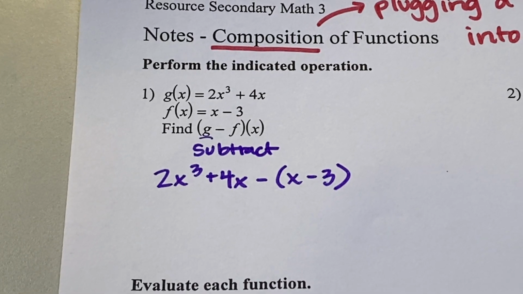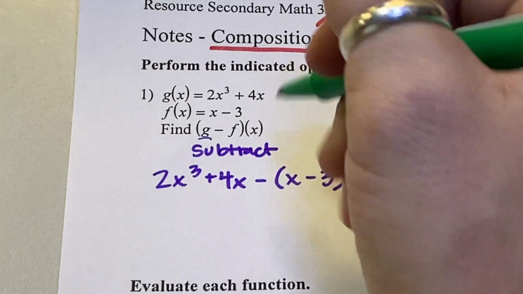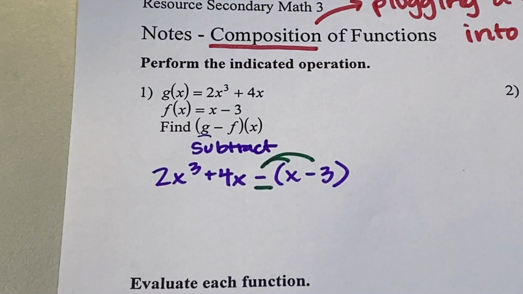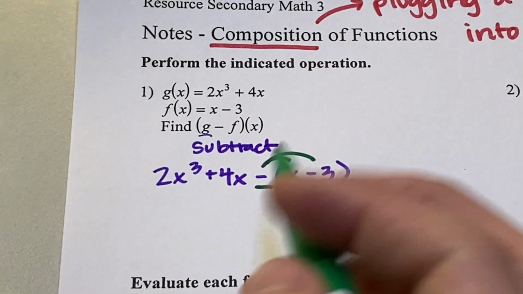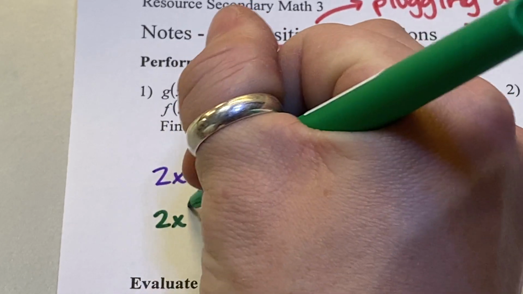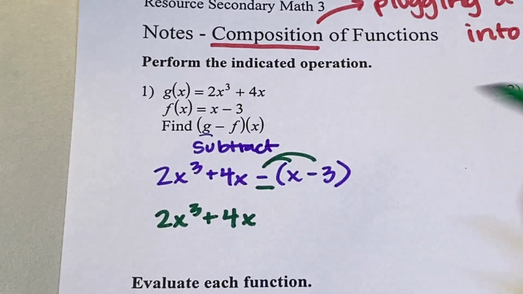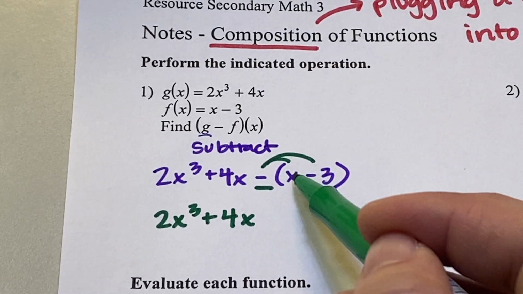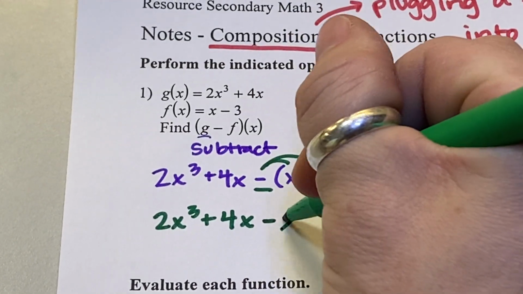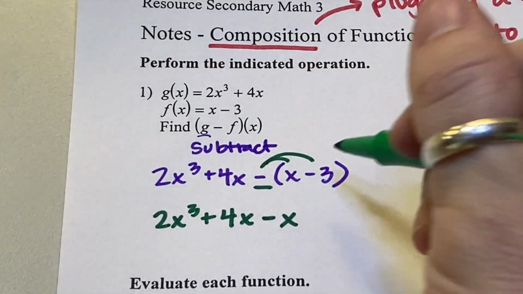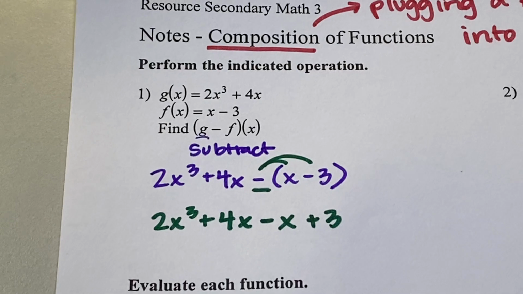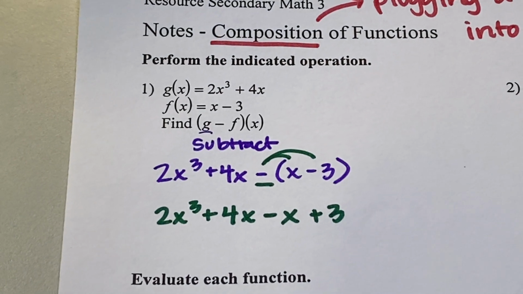So remind me, you guys, what is that rule when we're subtracting? What happens to the signs after it? Does it stay the same or does it change? They change, right? So my first two terms are just going to stay the same. So I have 2x cubed plus 4x. But because of that subtraction, now the signs after are going to change, meaning positive x changes to negative x. Negative 3 changes to positive 3. And now we got rid of those parentheses.